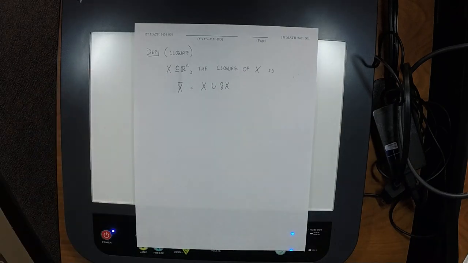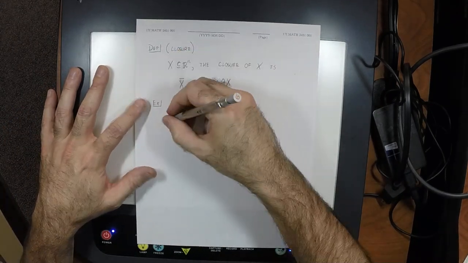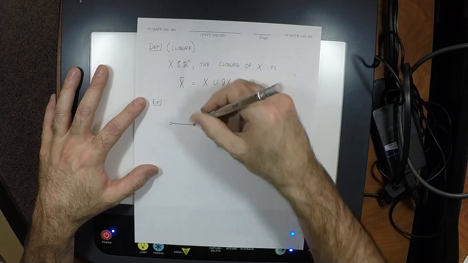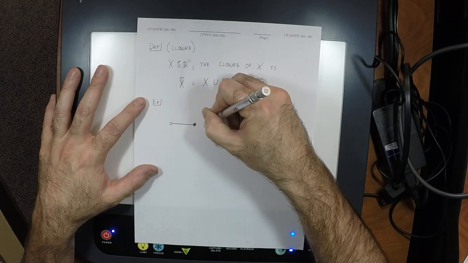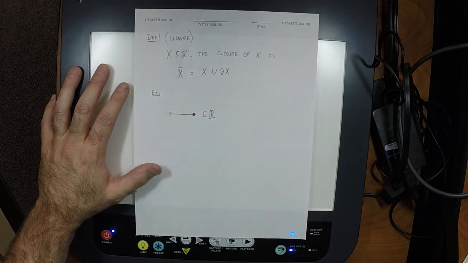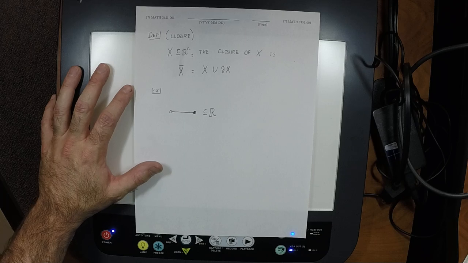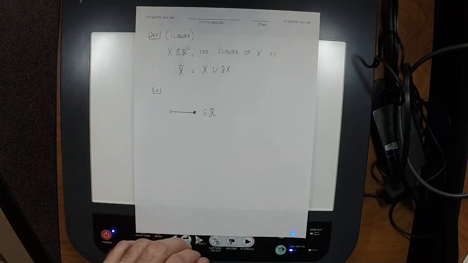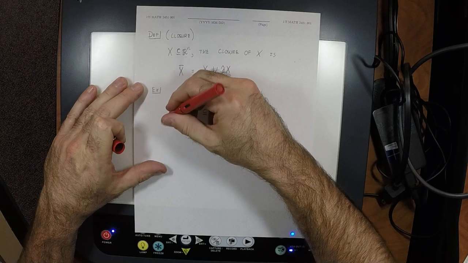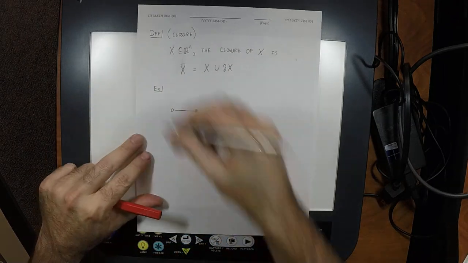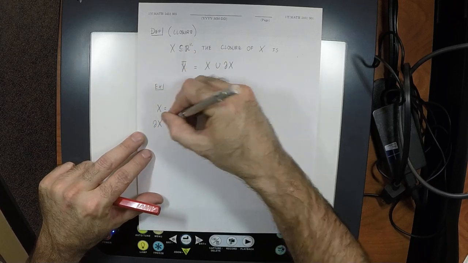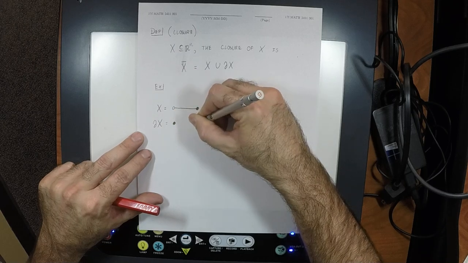Okay. So, for example, suppose that we have the following subset of, this is a bit of an abuse, but I think you understand my meaning. Suppose that we have this little piece of interval as a subset of the reals. What's the boundary? Both endpoints. They're both in the boundary. So if this is set X, then the boundary of set X is just the two points. This point and that point. Those two points.